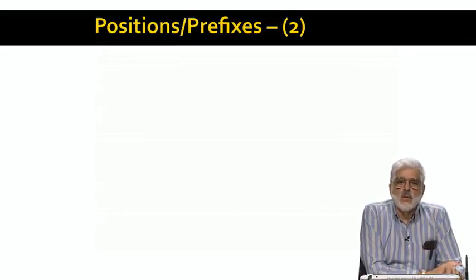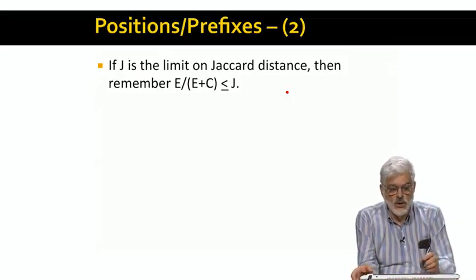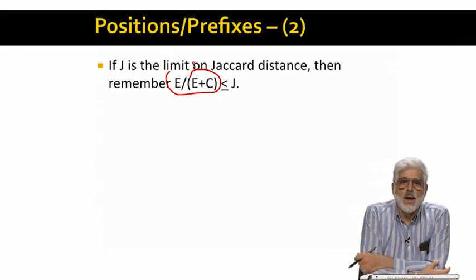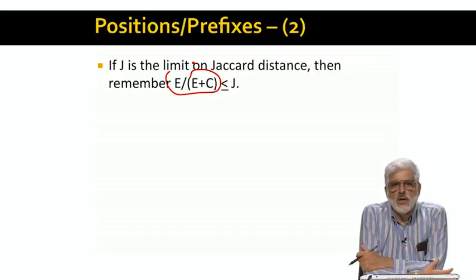Now we can use the lower bound on edit distance and the upper bound on the length of the longest common subsequence to figure out for each position I what positions J of the other string could be the first match. Remember, we observed earlier that the Jaccard distance of two strings can be expressed as E over E plus C, where E is the edit distance and C is the length of the LCS. So if J is the upper limit on Jaccard distance, we have E over E plus C is less than or equal to J.